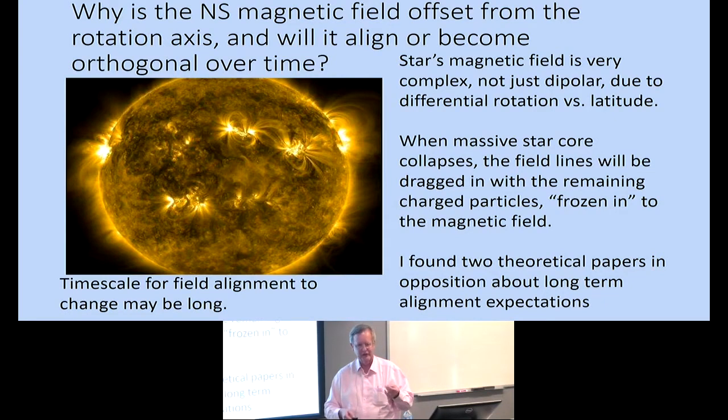But the likely possibility is that they just are losing their spin. They're spinning down, losing energy, and they disappear for that reason. So any alignment going on is probably taking place on a very long time scale.